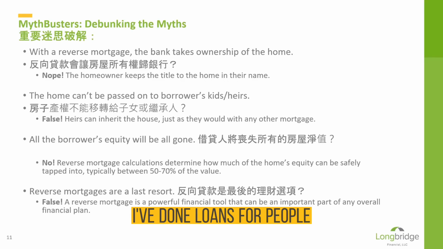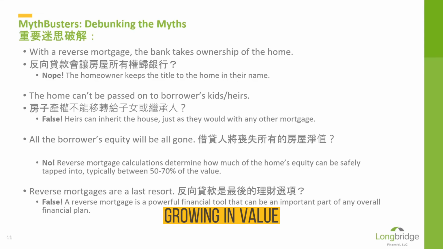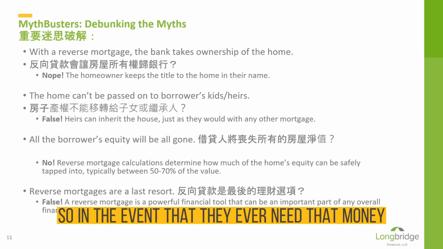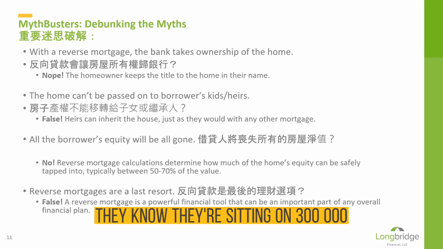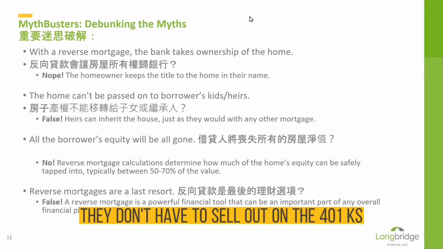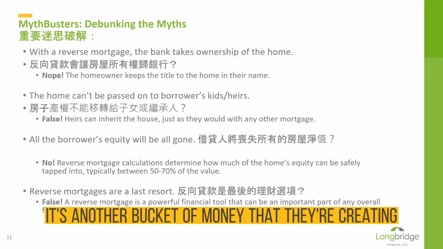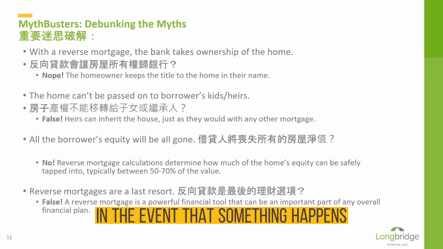I've done loans for people where the home was free and clear, and they created a line of credit for $300,000, and the line of credit sits there, growing in value. It doesn't accrue interest; it just grows in value. So in the event that they ever need that money, they know they're sitting on $300,000. So they don't have to go in the bank account. They don't have to go in the savings account. They don't have to sell out on the 401ks or the stock options or the investments. It's another bucket of money that they're creating in the event that something happens.